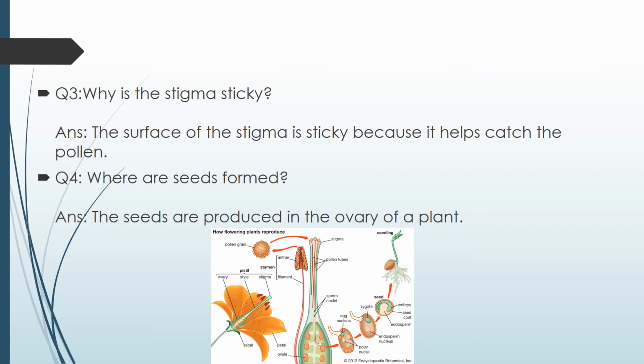Where are seeds formed? The seeds are produced in the ovary of a plant. I have discussed this picture in great detail in 2 live classes, and as we have discussed, pollen is transferred from anther to stigma and then they produce pollen tubes, and through pollen tubes they are transferred to the ovule and mixed with the female part. So the seeds are formed in the ovule, in the ovary of the plant.